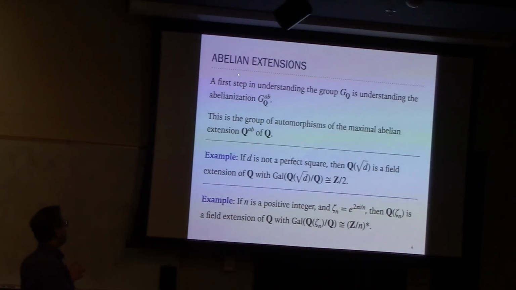And all of Q^ab is just a union of all these fields. So you take Q adjoin square root of d and Q adjoin zeta n, and you throw them all together for all n's and all d's. Well, how much of Q^ab do we have? Are there other extensions that aren't just these two examples?